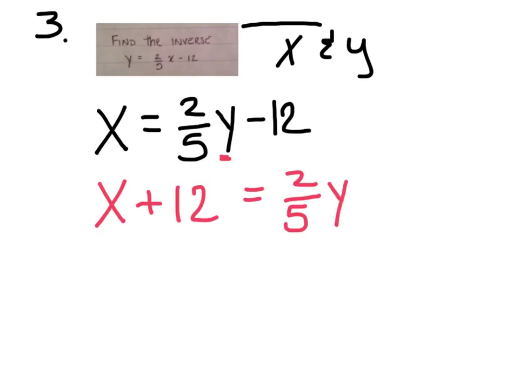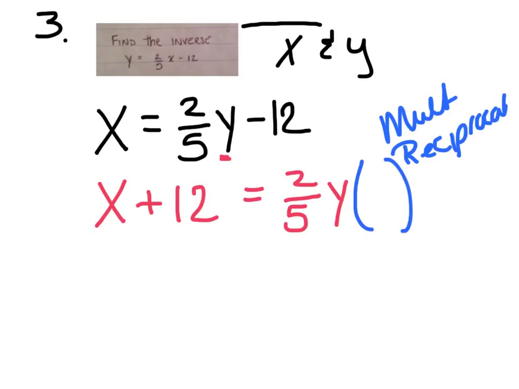Okay, now here's the part that some of us forget. You don't want to divide by fractions. That gives us a complex fraction, and then we have to do a ton of simplifying. The easiest way to get rid of a fraction is to multiply by its reciprocal. So the reciprocal of 2 over 5 is 5 over 2. And the only reason that works is because the 5 on top cancels with the 5 on the bottom, 2 on top cancels with the 2 on the bottom.